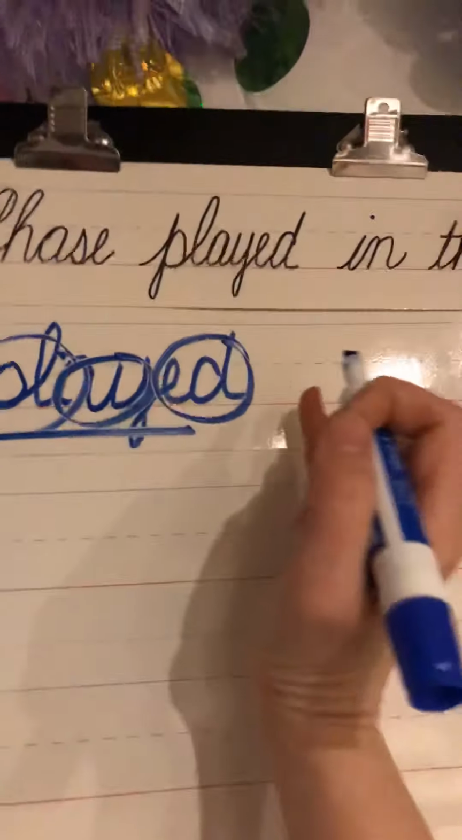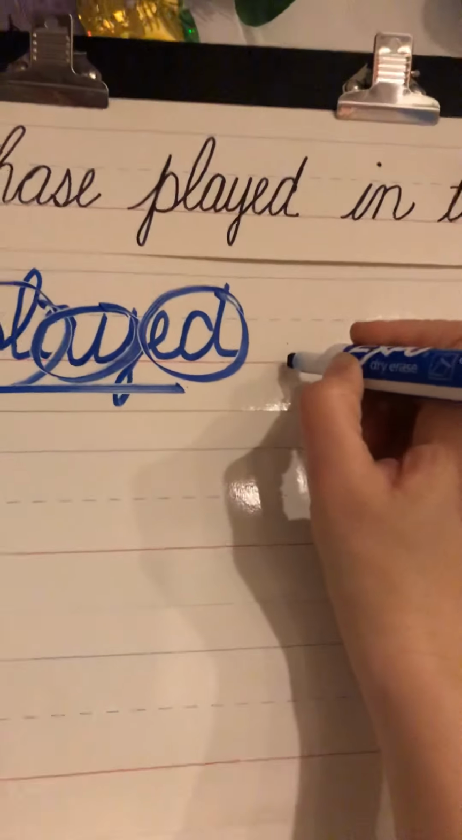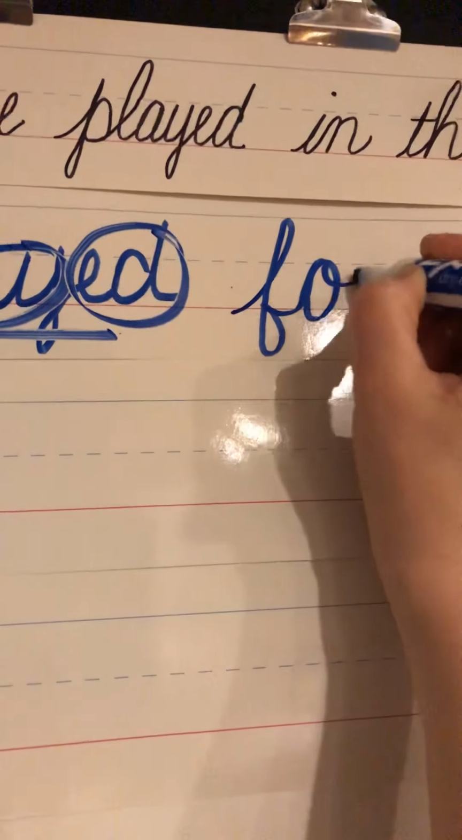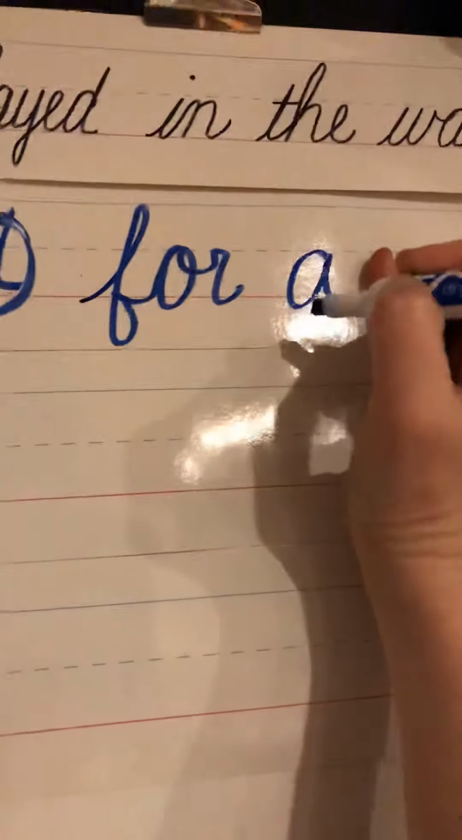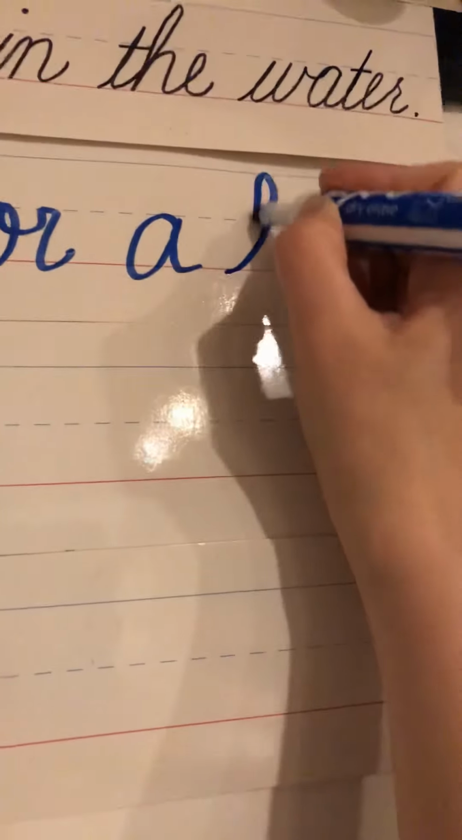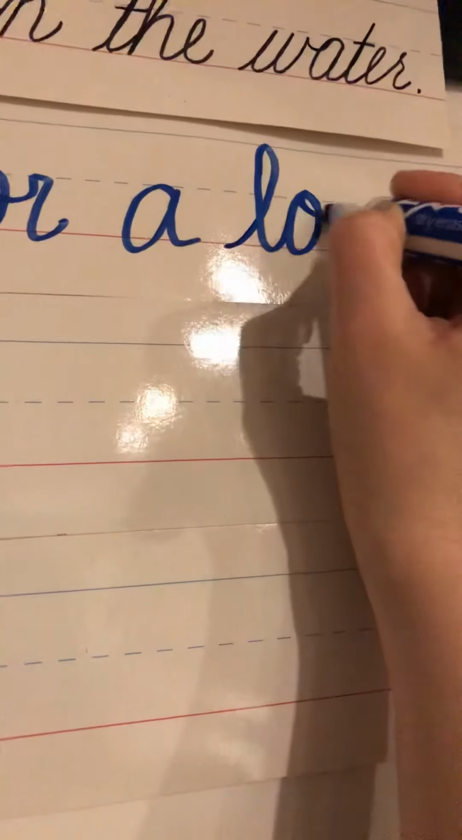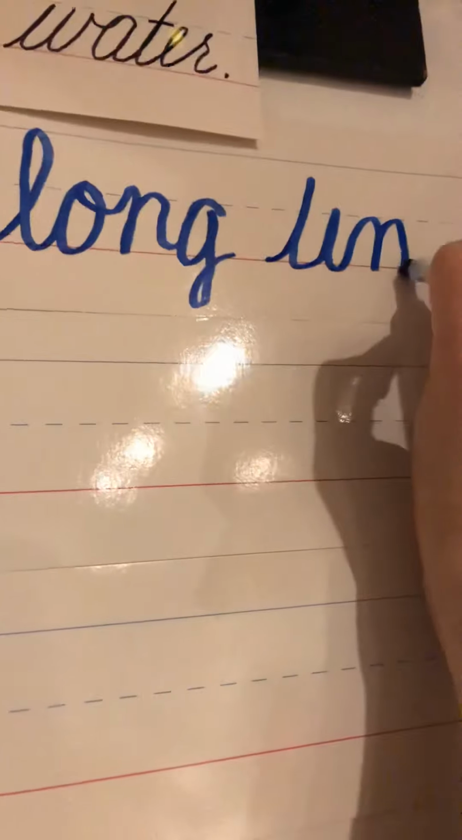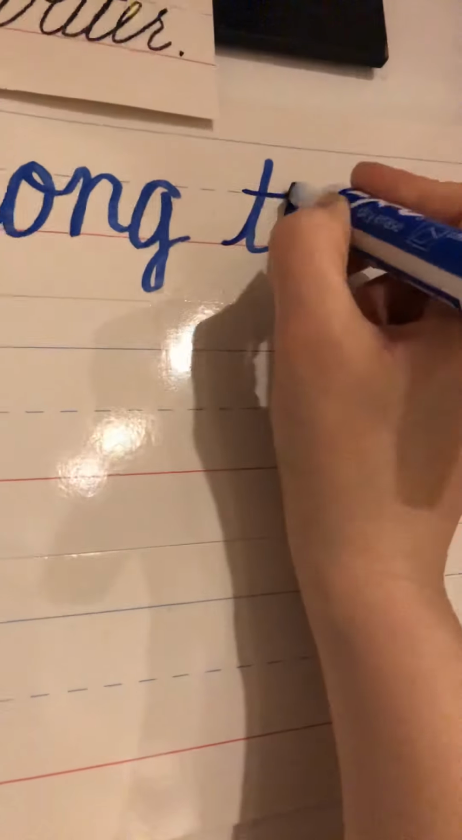Okay, back to our sentence. He played, finger space, pinky finger space, for, F-O-R, space, A, space, long, long, time. Okay, so I have my capital letter. Now I need my period, and there's my sentence.